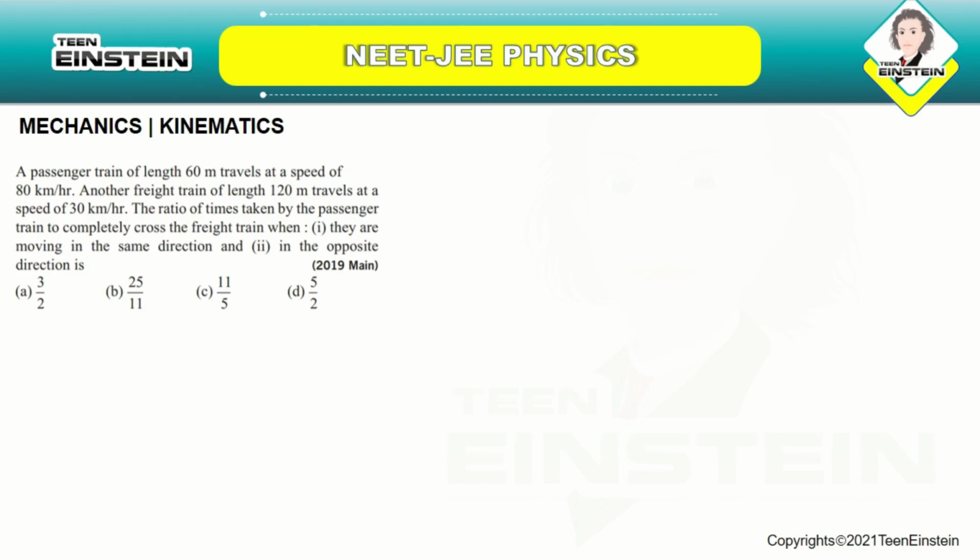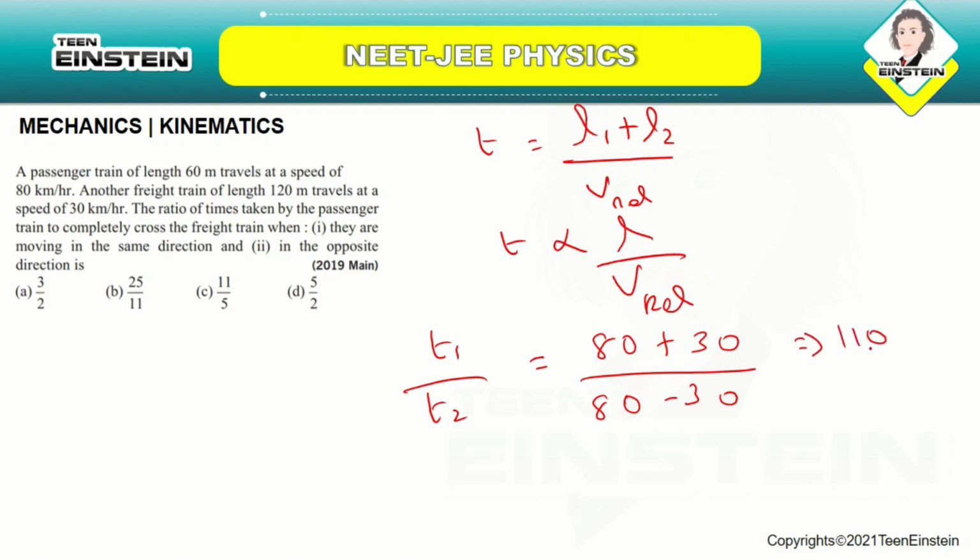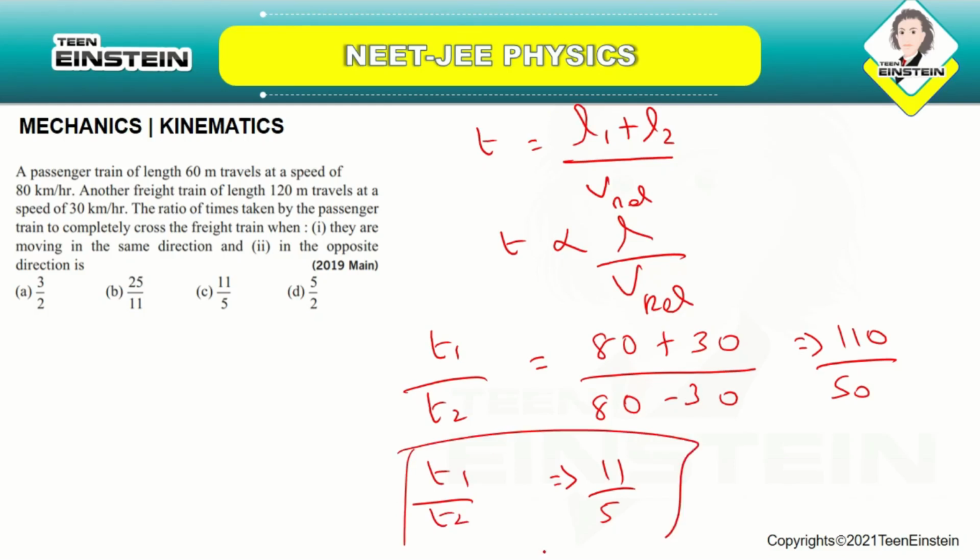So, you know that the time period t is equal to L1 plus L2 by the relative velocity. So, t is proportional to L by v relative, the relative velocity. So, T1 by T2 will be equal to 80 plus 30 divided by 80 minus 30. If you solve this, you will be getting it as 110 by 50 or it is 11 by 5. So, T1 by T2 is equal to 11 by 5.